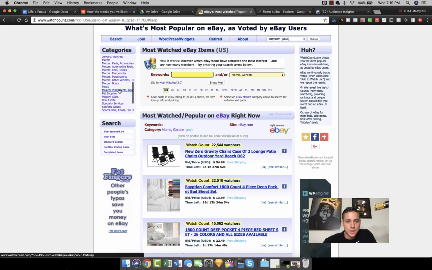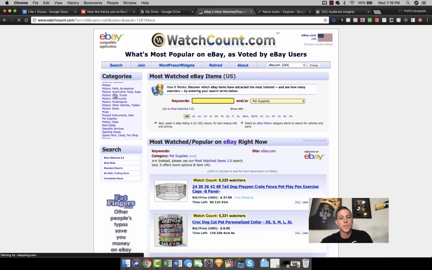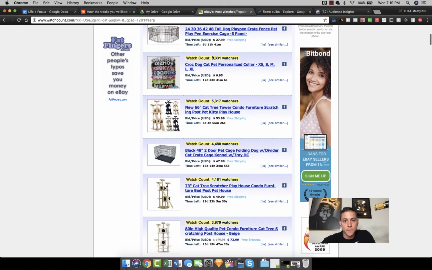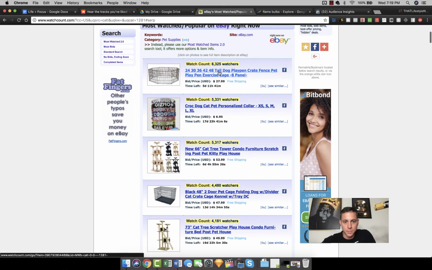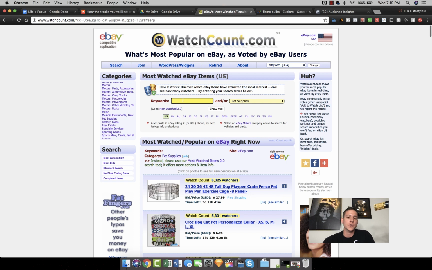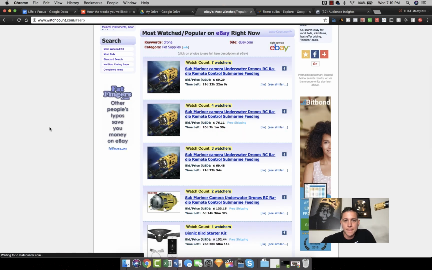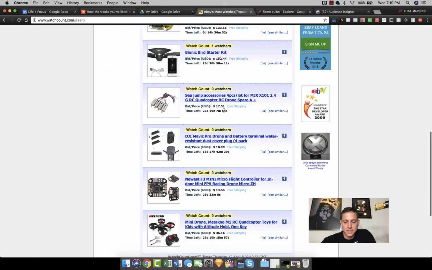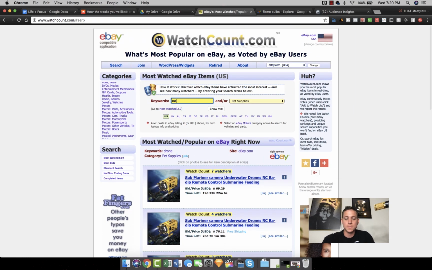Like we could look at pet supplies, for example, would be a good one. So 5,000 people are looking at these bracelets with their dogs' names on them or whatever. A bunch of people are looking at these cat trees. And you can type in anything. Like you could type in drone, for example. And they have submarine drones, and this isn't a particularly good one, but let's type in cat.